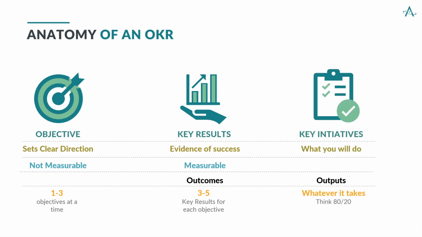The third element of an OKR is key initiatives, what you will actually be doing to achieve the results you are looking for. These are also called outputs, and it's very important that we distinguish between outcomes and outputs. Outcomes are results, outputs are activities. How many will you have? Well, of course, you'll do whatever it takes. We do want to think 80-20 in this regard, and I'll talk more about that in just a moment.